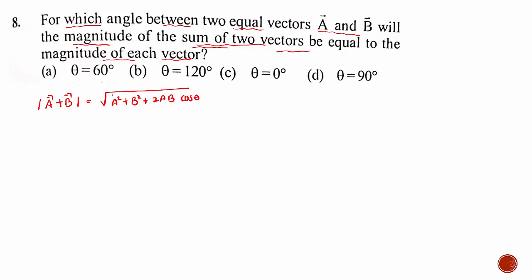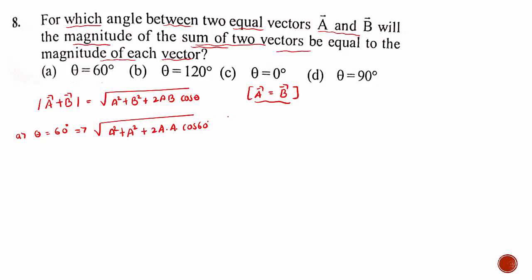So here we can go for one by one option. First option is given theta equal to 60 degree. Suppose if I am going to write theta equal to 60 degree, what are the changes that occur? You can observe here, it is given vector A is equal to vector B. Both the vectors are equal. So here I am going to write square root of A square plus B square, A equal to B, so A square plus 2 into A into cos 60. I am going to check the first option.